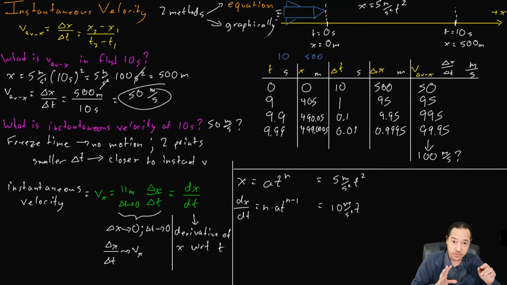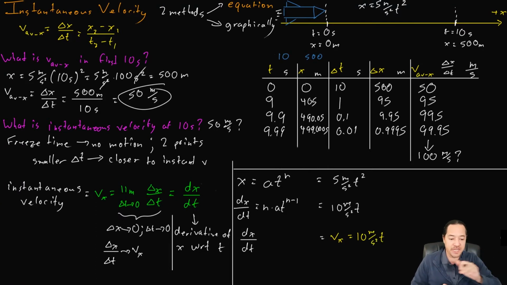This is our derivative of x, and that's going to be equal to our velocity. Okay, so the important idea is that our derivative of x with respect to t is going to be equal to our velocity equation. And in our case, it is 10 meters per second squared times t. That's the equation to find the velocity of this rocket ship.